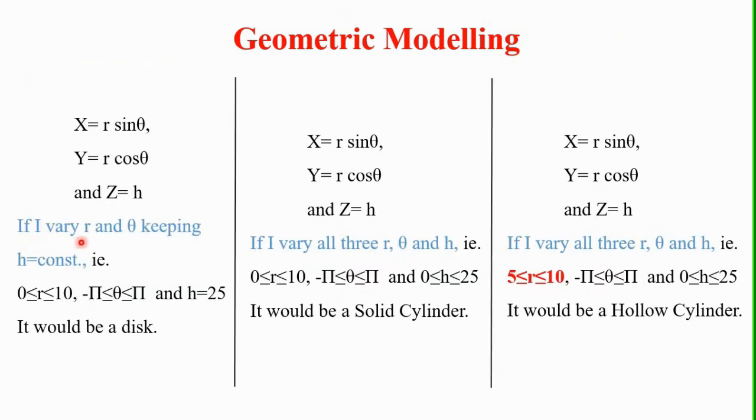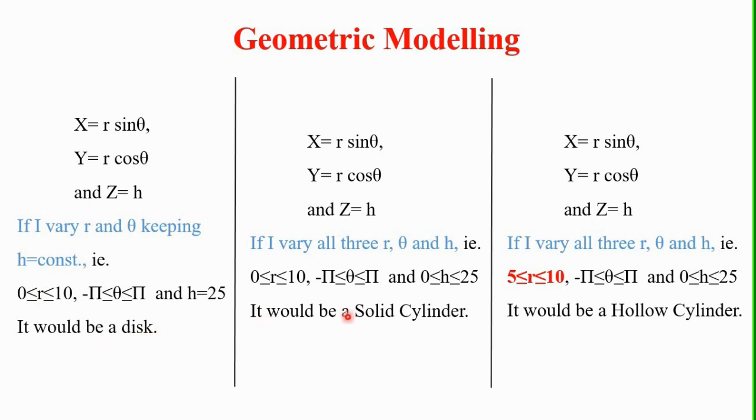Now, if I vary r and theta, keeping h constant, so when I vary r from 0 to 10 and theta from minus pi to pi, by keeping h as a constant, we would get a circular disc having some thickness, that is from 0 to 10 mm thickness. So we would get a disk here.